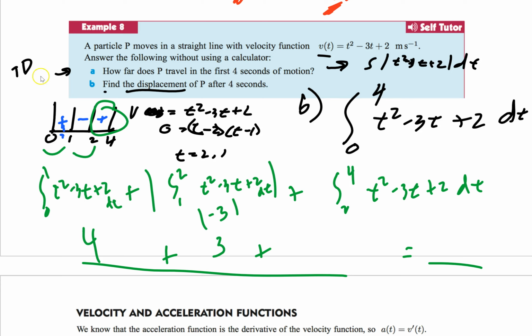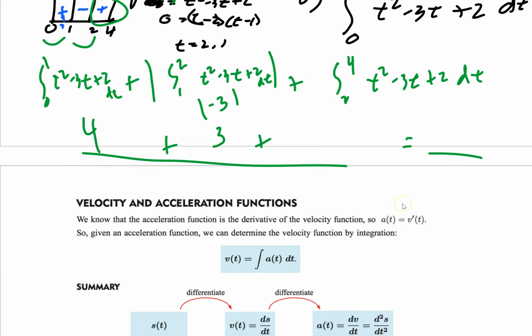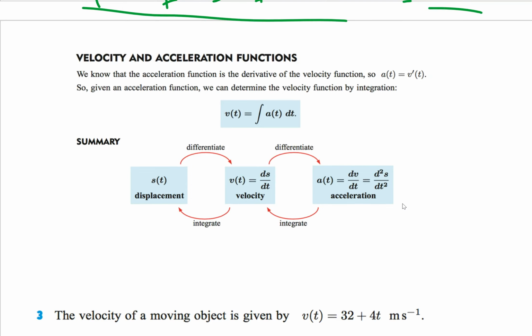Again, total distance traveled is the annoying one. That's when you have to break it up, or luckily, hopefully you can use a calculator. If not, you've got to break it up and then do each integral individually. Make sure if you get a negative that you make it a positive, because it should be positive. Displacement's the easy one. You just integrate it, 0 to 4. Done.